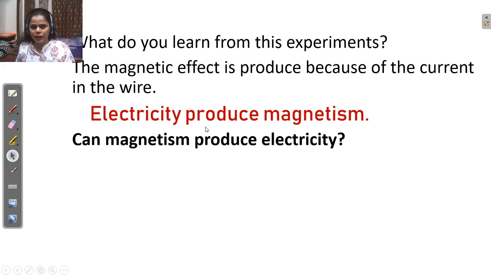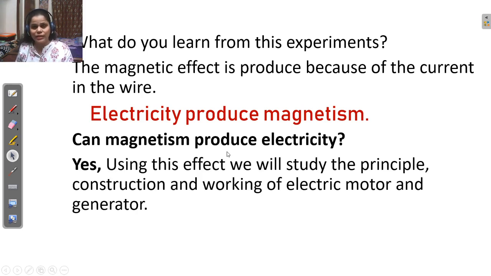On the contrary, can magnetism produce electricity? Give me this answer. Yes, magnetism can produce electricity, and using this effect we will study the principle, construction and working of the electric motor and generator.